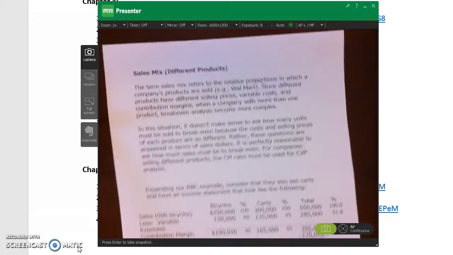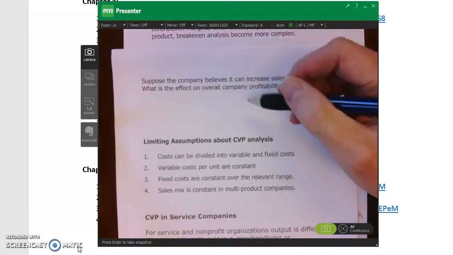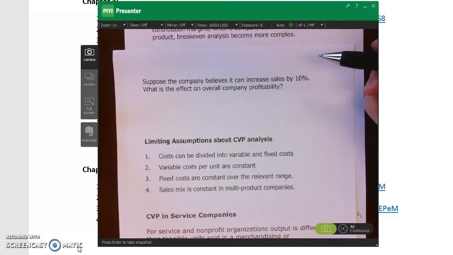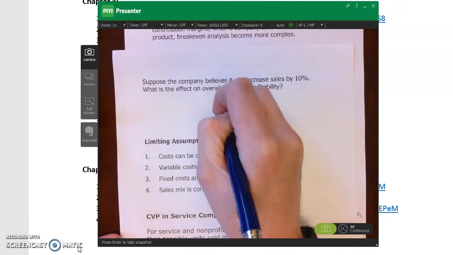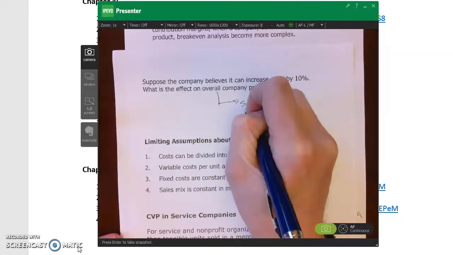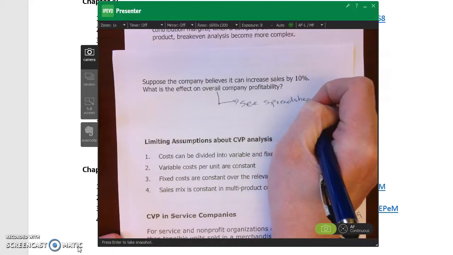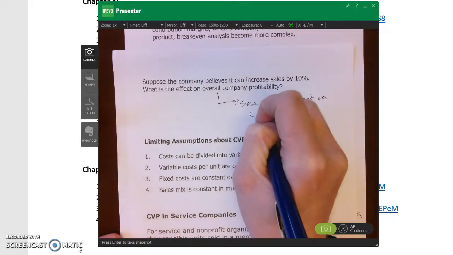Now, if we look over here, I have one more problem for you. Suppose the company thinks it can increase sales by 10%. What is going to be the effect on company profitability? And what I'm going to say over here is, see spreadsheet on Canvas, okay? That addresses this problem.